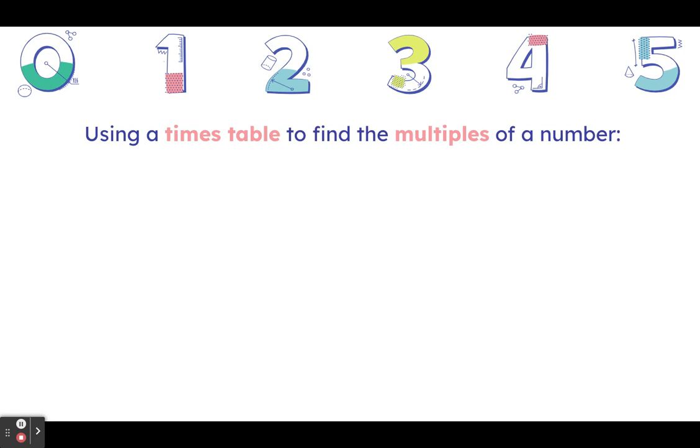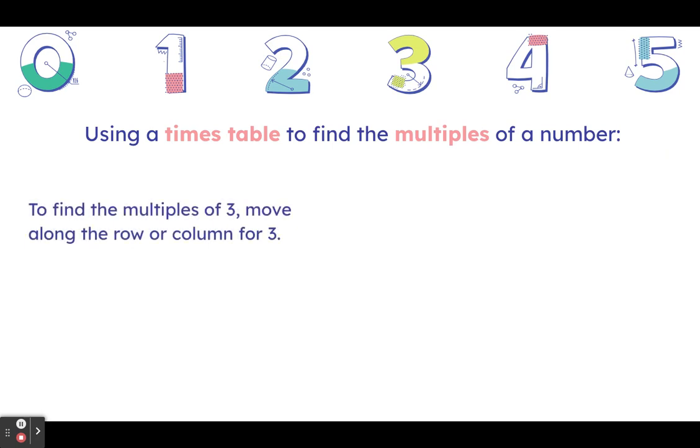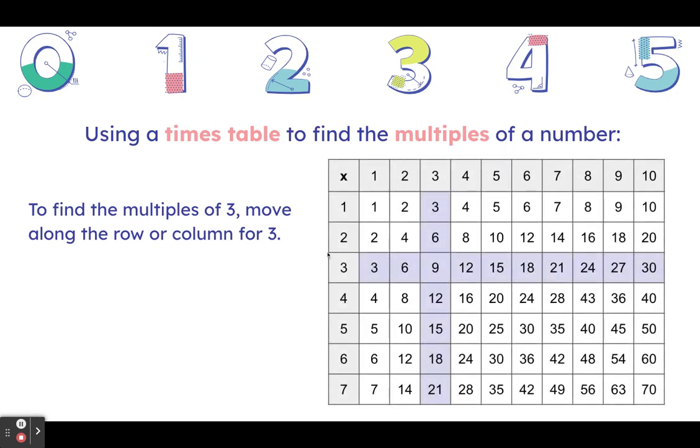Let's take a look at using a times table to find the multiples of a number. And we'll start with 3. To find the multiples of 3, we will move along the row or column for 3. Okay, so we find our 3's and we go along and we can highlight the whole row or the whole column, and that shows us all of our multiples of 3.